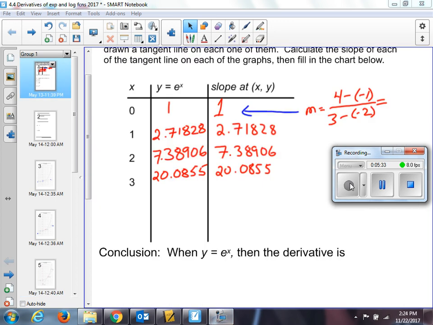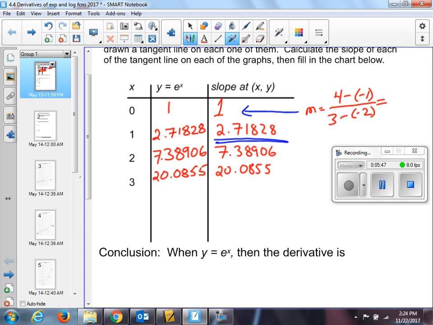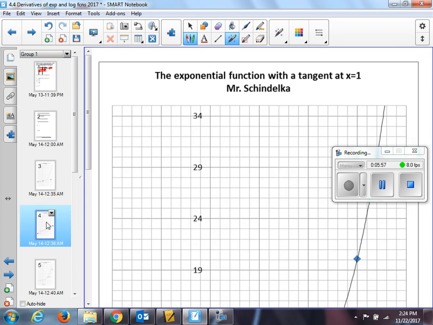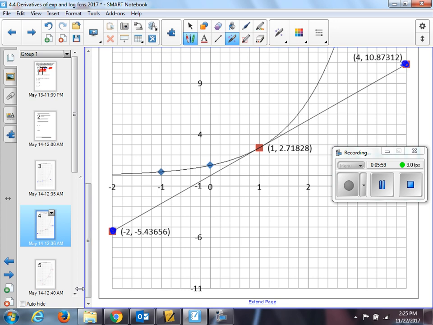Oh, the same number. Do you see what we're talking about? This seems alarming at first, and it's because it's a beautiful function. The slope of the tangent line is the exact same value as the height, the y value, at that point. Do you get what this means? This is so bizarre.